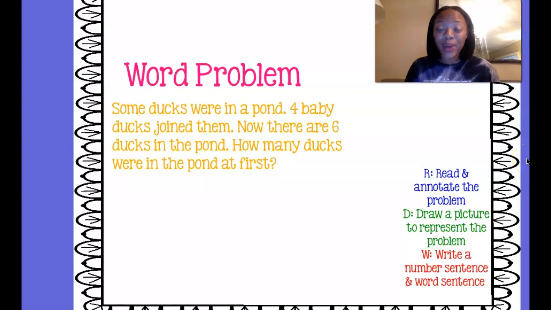Great job answering the questions above. Today, we are going to check our understanding of each part of the read, draw, write strategy. The first part is to read and annotate the word problem.